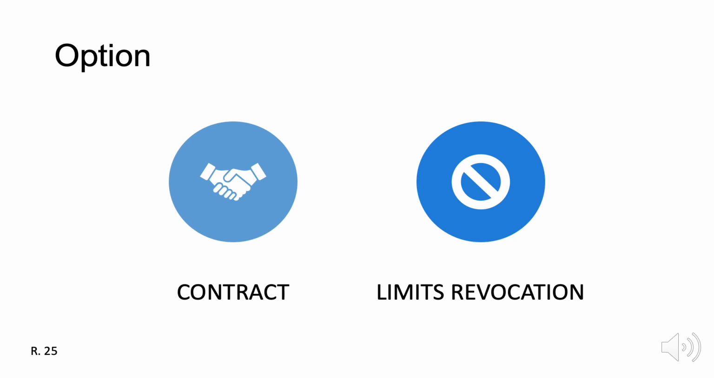An option contract, as the name implies, is a contract. So just like any other contract, it requires offer, acceptance, and consideration, except when it doesn't. We'll get to that. But what makes an option contract special is that it has a particular function. Option contracts limit revocation of a different offer. As we'll discuss in a minute, offers are generally freely revocable, but parties can agree to make an offer irrevocable by paying consideration. That would create an option contract that limits the revocation of another offer.